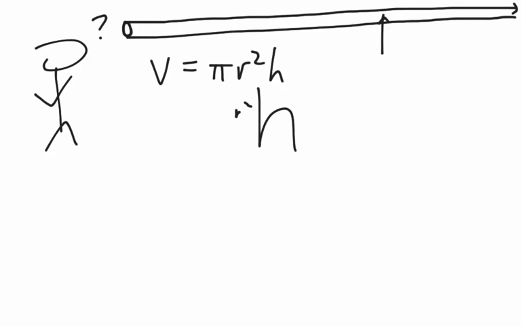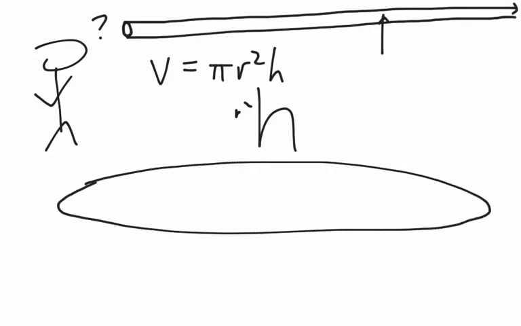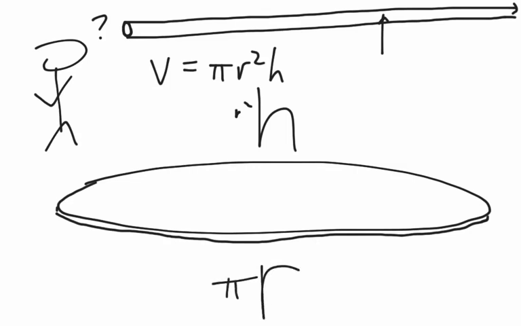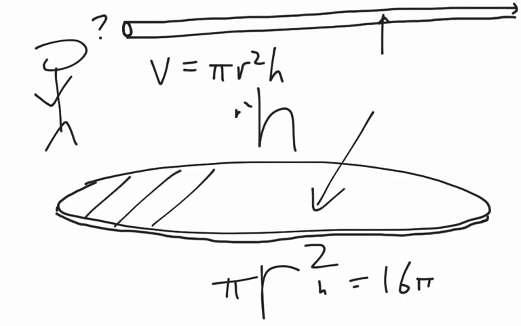Well, he also thinks to himself, I could go the completely other route and make a really big, like a pancake tin, with a really big radius and a really small height. So like pi r squared times a little h to get me my 16 pi. But that doesn't work either, because the tin has to have a top and a bottom. The whole top is going to be a huge surface area.